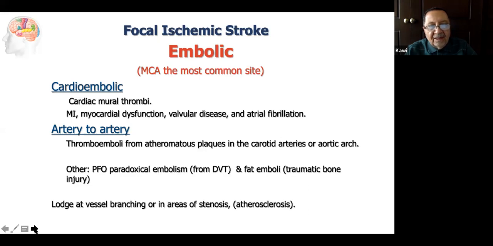It would lodge at the vessel branching or in an area of stenosis. When an embolus travels, as long as the size of the artery is larger than the clot, it continues traveling until it comes to an area of stenosis where the lumen is narrower than the size of the clot, or when there is a bifurcation. As we know, the smaller vessels come at the bifurcation.